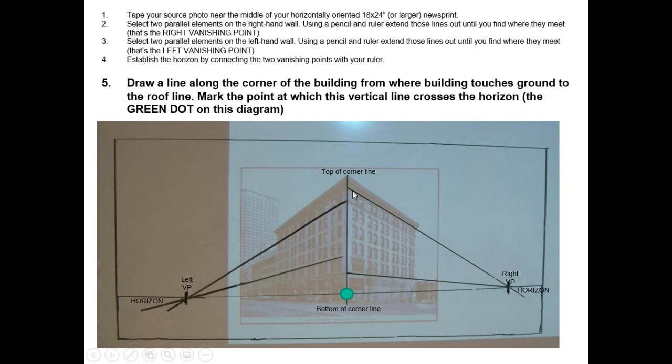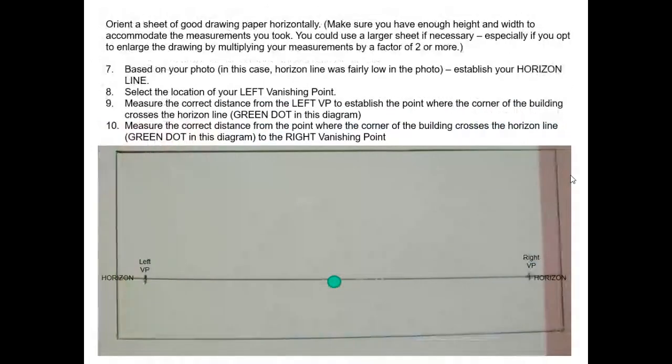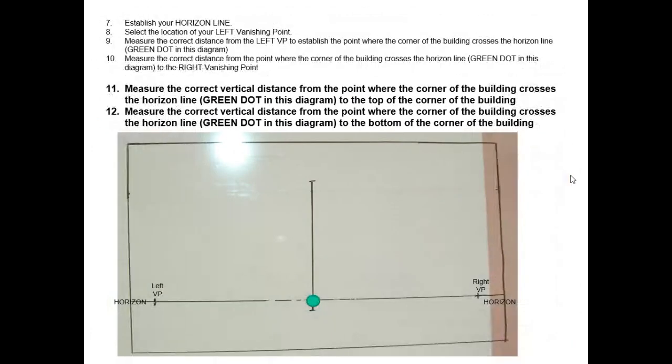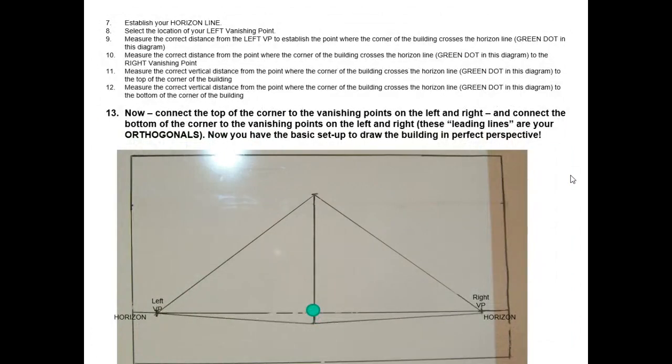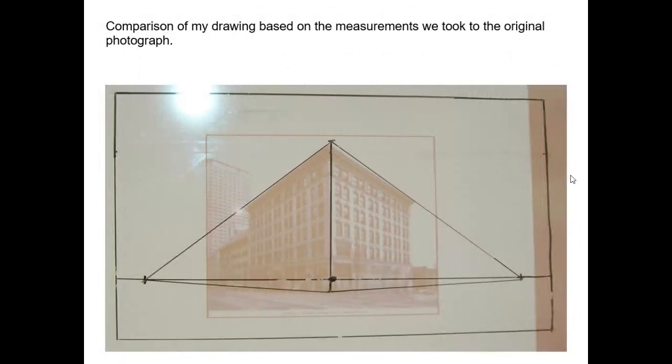I can measure the height of the building in the photograph, and that tells me everything I need to know to reproduce that photograph exactly. Using those measurements at a horizon line, I placed my vanishing points and my corner based on those measurements, drew in the corner of the building, drew in my guidelines, and check it out. It's exactly the correct perspective of my original photograph.